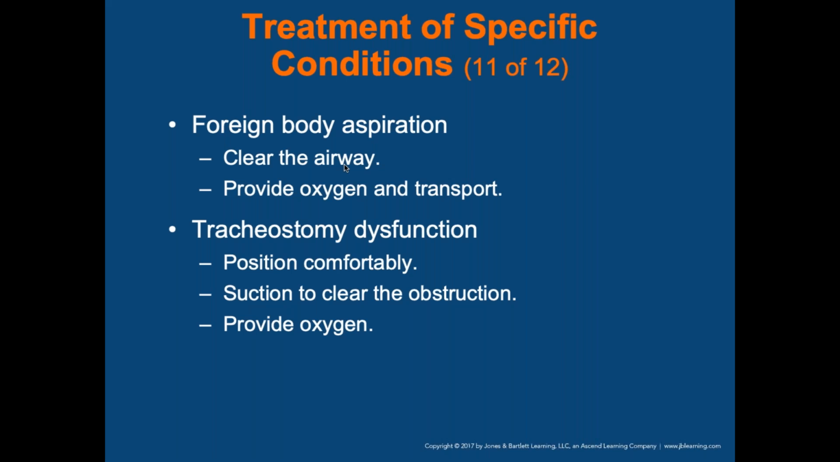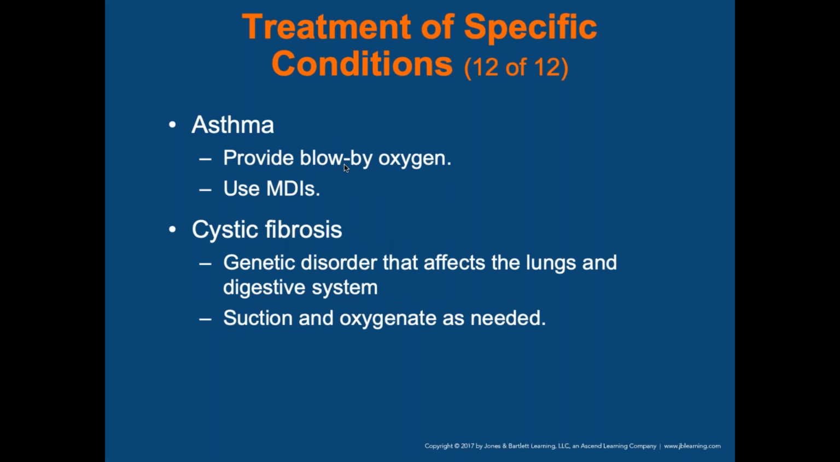Foreign body aspiration, clear the airway and provide oxygen. Trach dysfunction, position comfortably, suction to clear the obstruction. A lot of these patients here with trach issues might have what they call a mucus plug. So a lot of times you need to go in there with a suction and remove it, provide oxygen. What we are not doing as EMTs in New Hampshire or Maine is deep suctioning. Suction trach opening only. Asthma, blow by oxygen, MDIs, which is a metered dose inhaler, your albuterol.